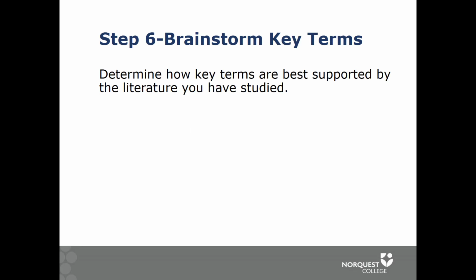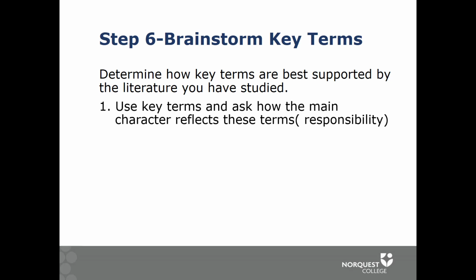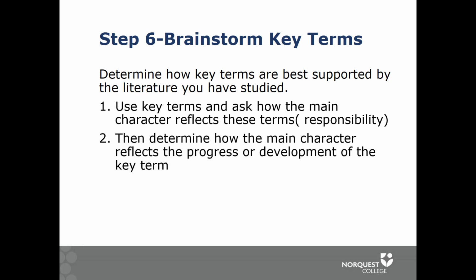Number 6, brainstorm the key terms. Determine how the key terms are best supported by the literature you've studied. So use the key terms and ask how the main character reflects these terms. So how did this person reflect responsibility? Was it they finally made a decision and took responsibility for that decision? Did they own up to their mistakes? Think about all the different ways that that character has taken on responsibility. And then look at the progress. Did they start off denying responsibility and then they slowly move towards taking on responsibility? How did they do that? You want to watch that progress or development of the key term.